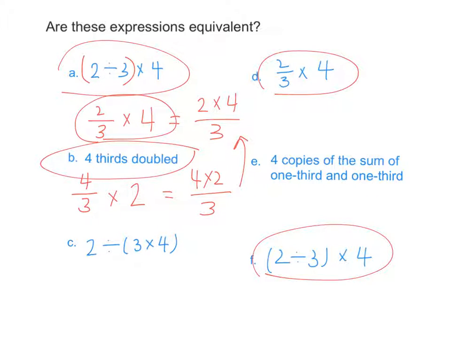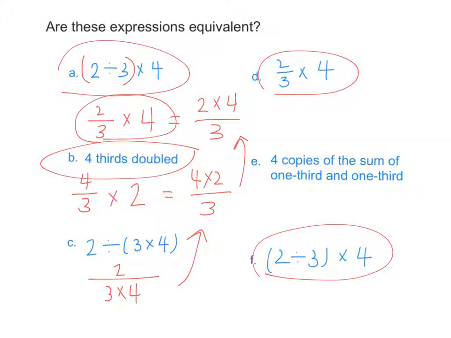Are we actually solving any equations yet? No. So our job is to figure out if these are equivalent without even solving them. Okay, let's move on to C. 2 divided by the sum of 3 times 4. So that would be 2 in the numerator, and what would be in the denominator? 3 times 4. Is this equivalent? Is this the same thing as this?